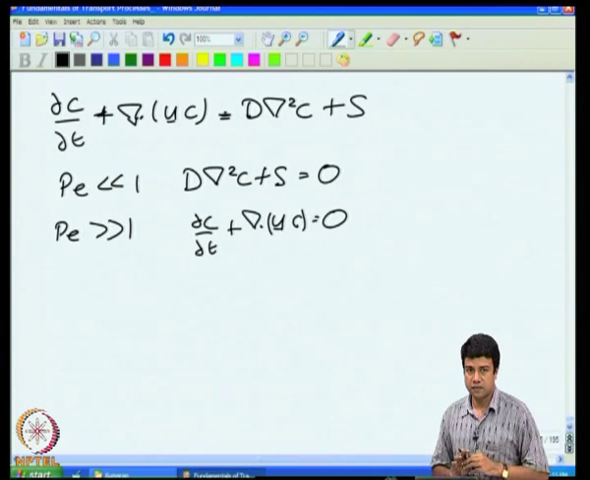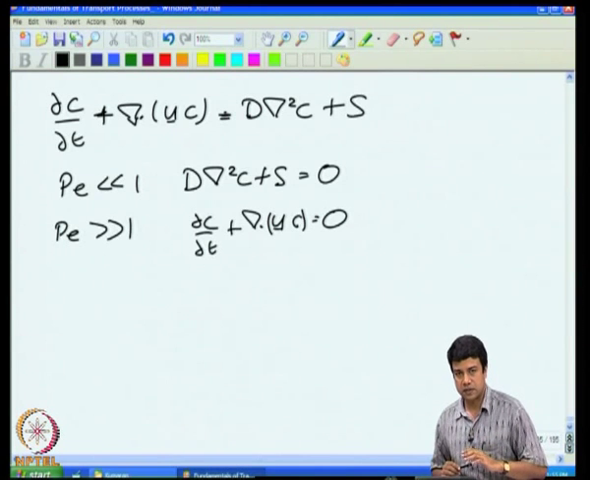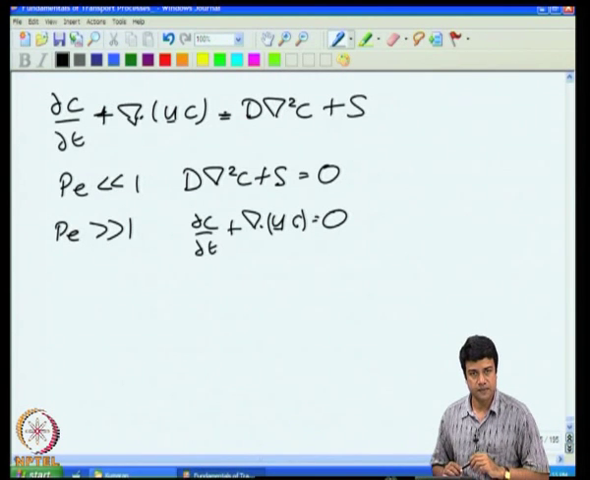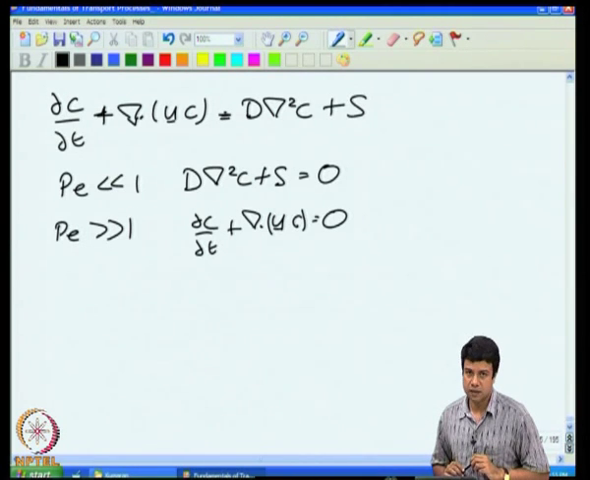First, we look at the limit of low Peclet number where the diffusion is dominant, and we will be solving the equation D del square c is equal to 0 subject to boundary conditions. So, next lecture we will start our solution of the diffusion equation, and we will come back to the convection, the high Peclet number limit, a little later. Turns out we cannot just simply use this high Peclet number approximation in that case. We need to do something more complicated, and we will see that when we do boundary layer theory for high Peclet number transport.